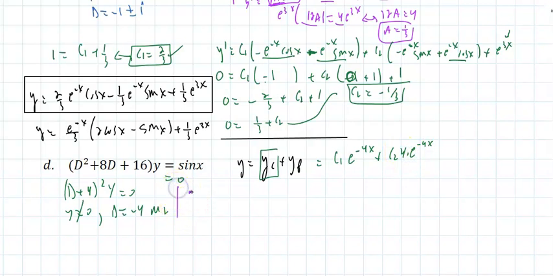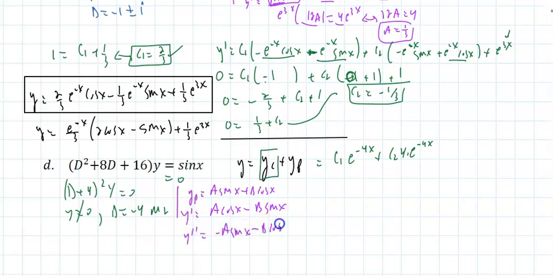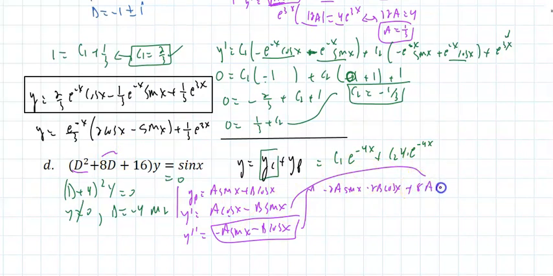The particular solution, y particular, is going to equal a sine of x plus b cosine of x. I need two derivatives. First derivative, a cosine of x minus b sine of x. Second derivative, negative a sine of x minus b cosine of x. So if you take two derivatives, that would be those. Negative a sine of x minus b cosine of x, plus 8 times the first derivative, 8a cosine of x minus 8b sine of x.